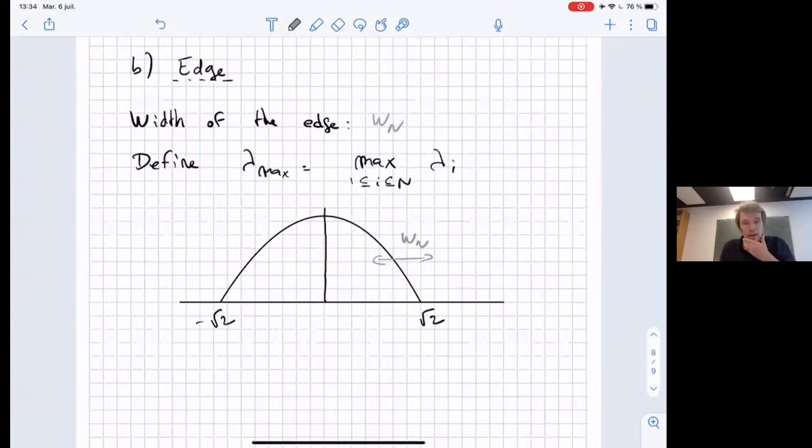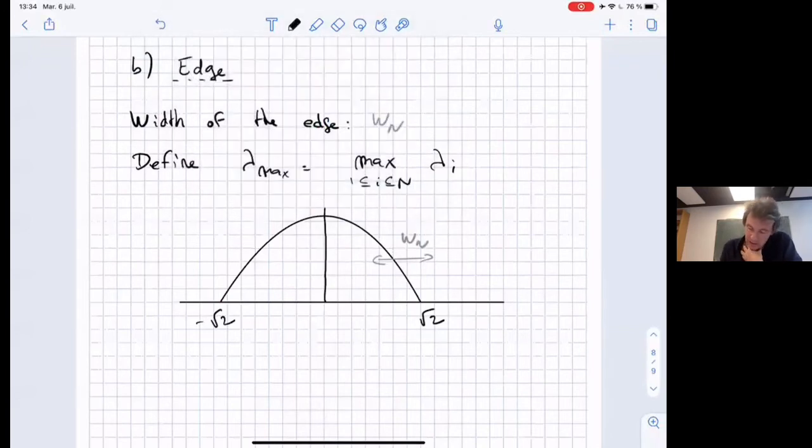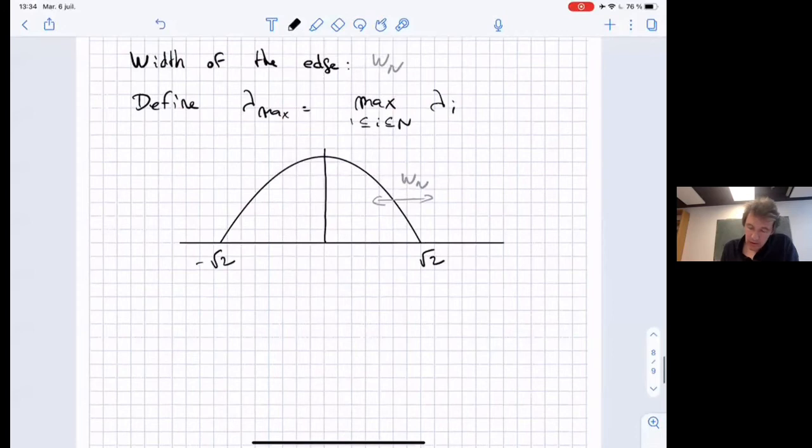Okay. So to estimate it, I can equivalently try to estimate the amplitude of the fluctuations of lambda max. So what I want to say is that when n goes to infinity, well, because I have a finite support, it's clear that the largest eigenvalue will be very close to the border here.